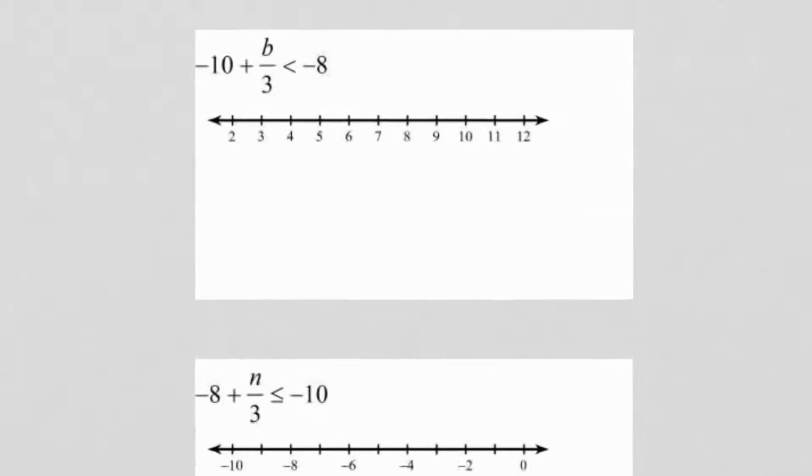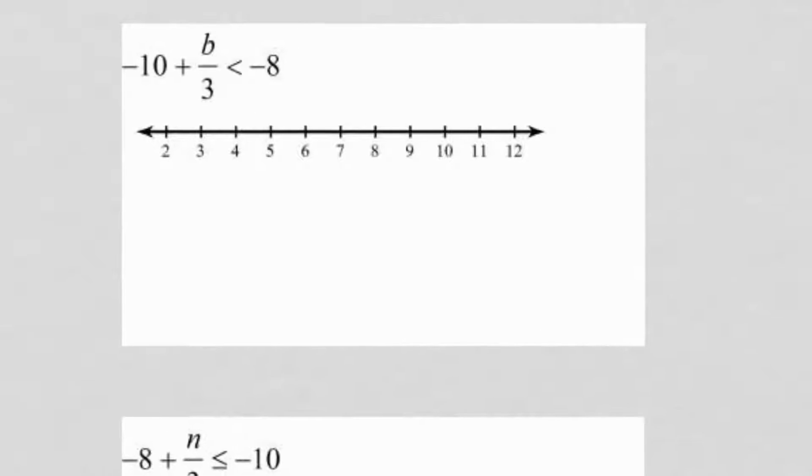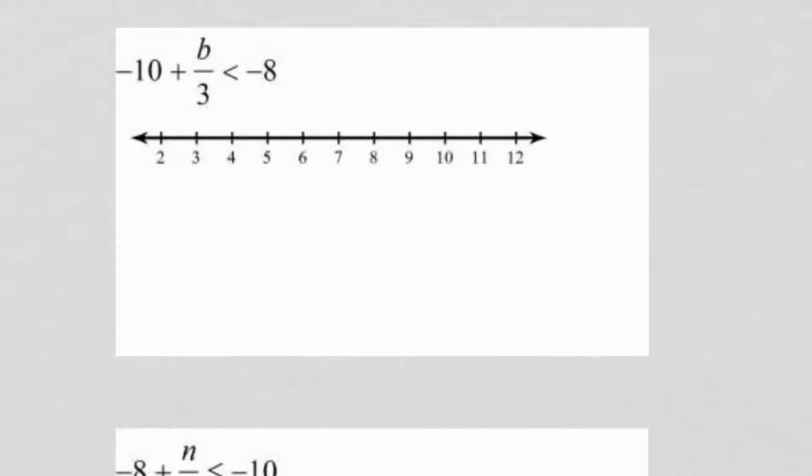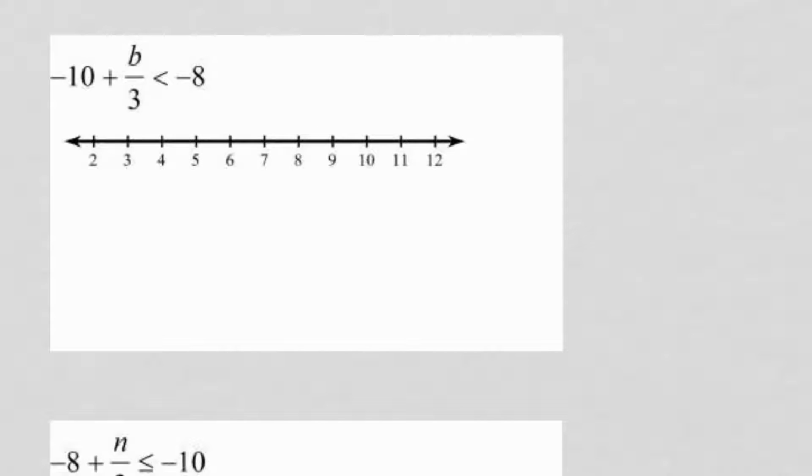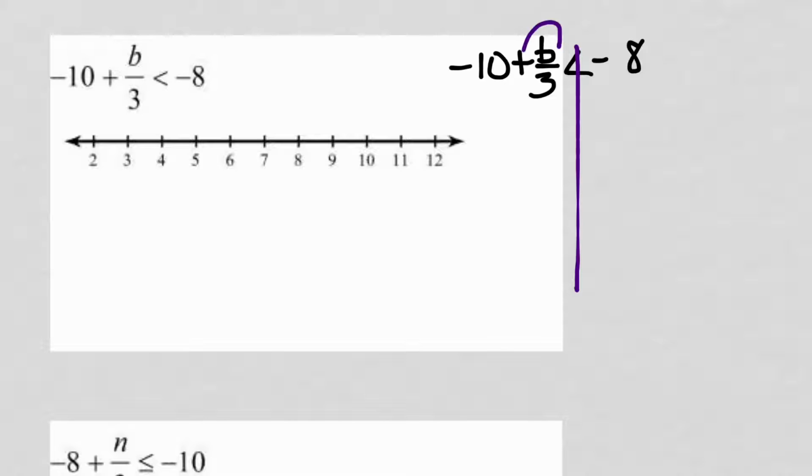Alrighty. Two-step equations with inequalities are solved just like one-step equations and just like regular equations with equal signs. We begin by rewriting our equation, so I have negative 10 plus b over 3 is less than negative 8. I'm going to drop the line at the inequality, circle what I'm solving for, and how do I get negative 10 to go across the inequality? You have to add 10 to both sides.